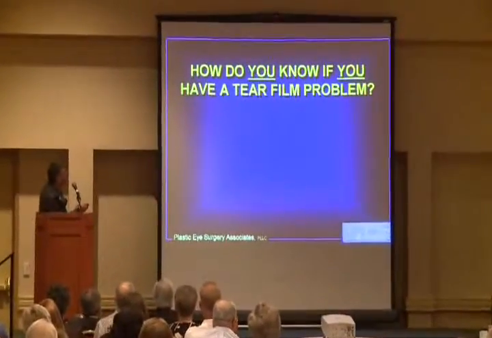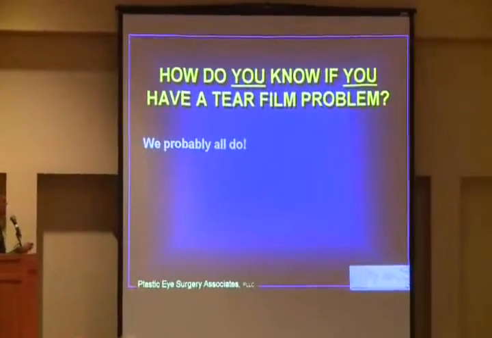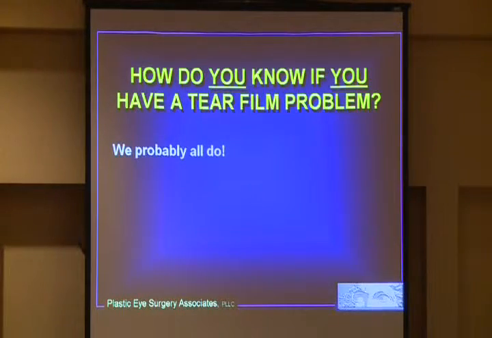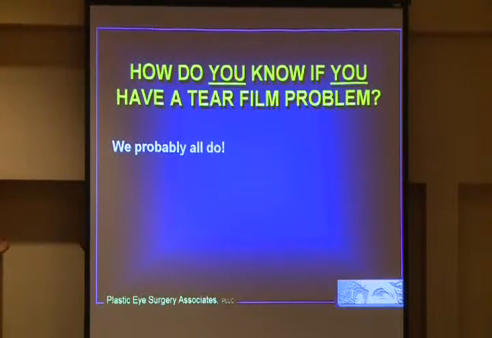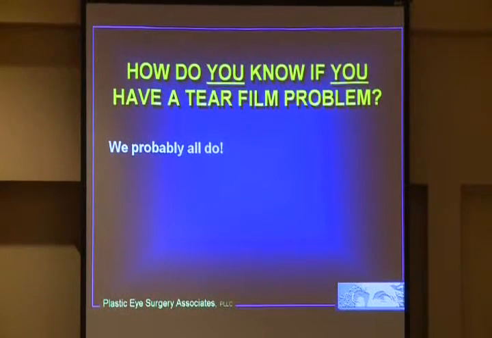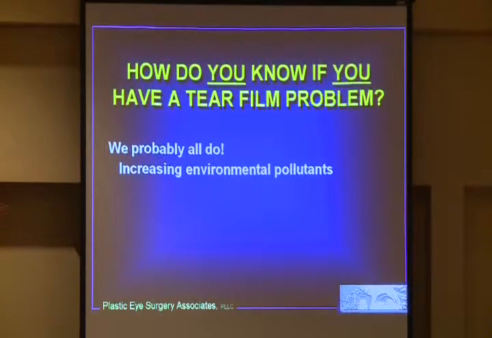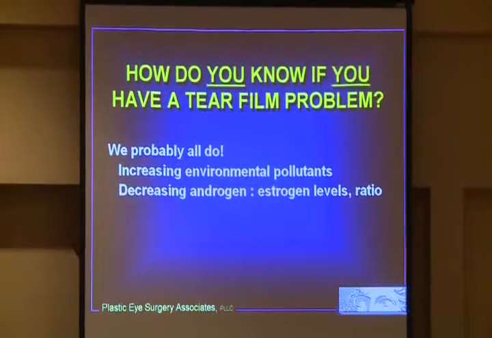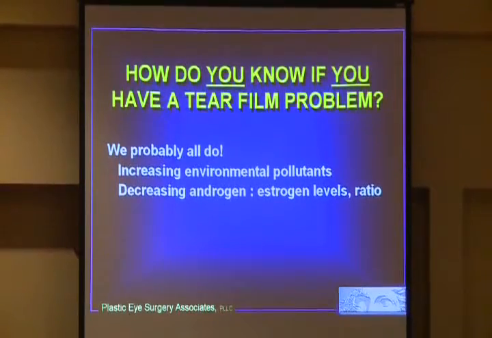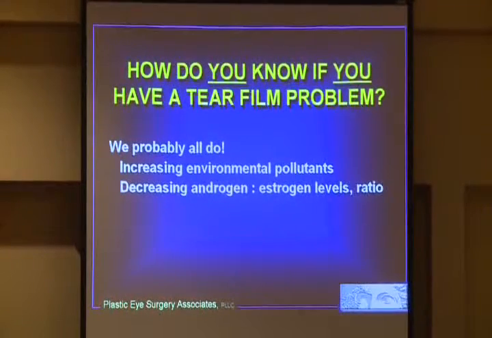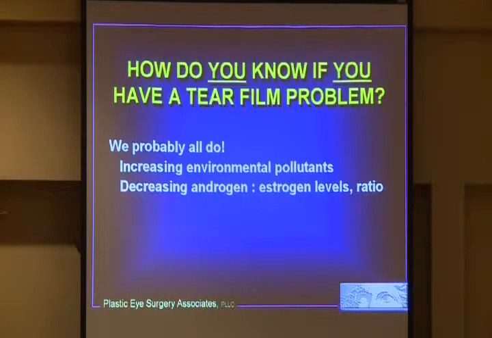So how do you know if you have a tear film problem? Well, a couple years ago I told you how to tell, but now I say everybody probably does. We all probably have a tear film problem, and it's increasing with frequency and increasing with severity. We have increasing environmental pollutants everywhere. Decreasing androgens and estrogen levels as we get older, or the ratio certainly changes, and the absolute androgen level will change in most of us, even the women, which is why, in particular, women postmenopausal have a problem because their ovaries make androgens.